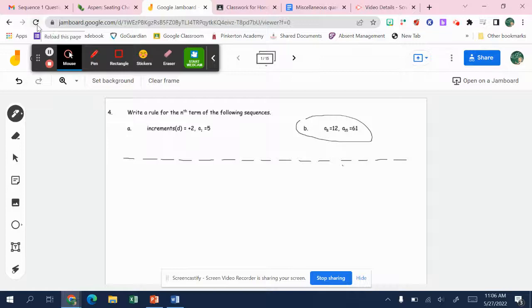All right, so we're going to work on sequence 1 4B. And you can see I kind of drew out, there's 15 slots here. And they told you that the eighth one is 12. So 1, 2, 3, 4, 5, 6, 7, 8 is 12. And the 15th one is 61. So this is kind of what it looks like. They want you to find a rule.